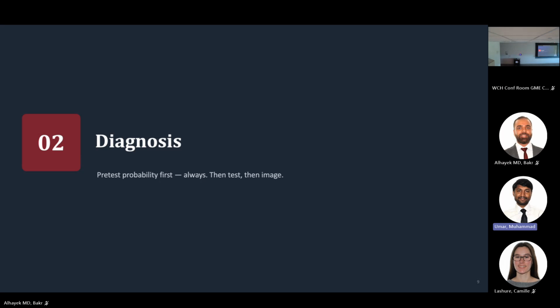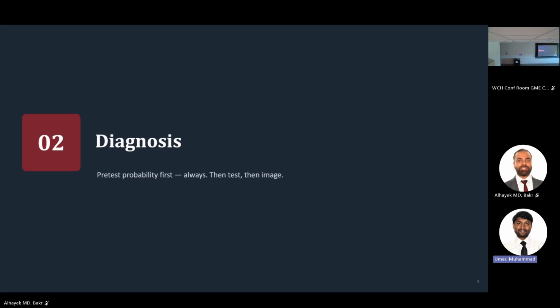Then we talk about the diagnosis, right? When you think about diagnosis in general, you think about probability and then you test. You never test first. If someone who's 25 years old, completely healthy, comes in with dyspnea, they don't have any risk factors, nothing. Their Wells score is very low. Their probability is like 5%. Okay, so you might go to a D-dimer.